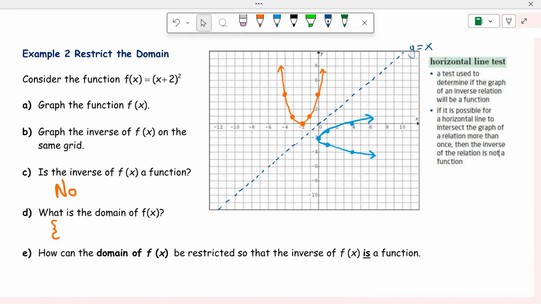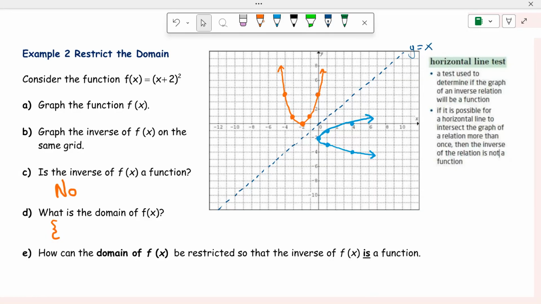So it says, what is the domain of f of x? So f of x is our original, which is the orange graph, right? That one goes from -infinity to +infinity because it's just saying the domain of the original. So right now, the original has no restrictions on x. For every input, there is an output.